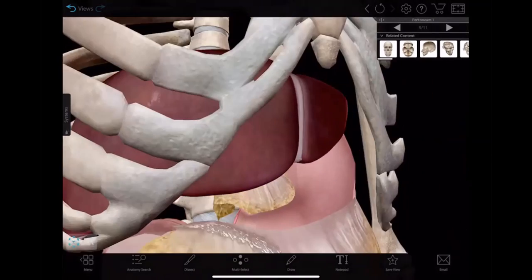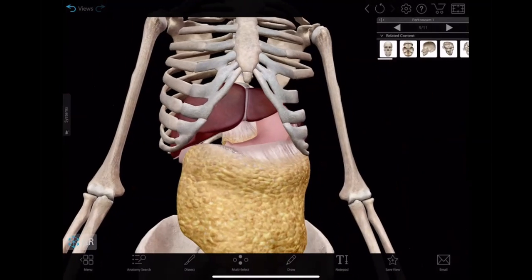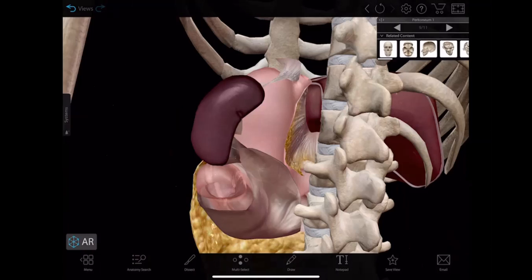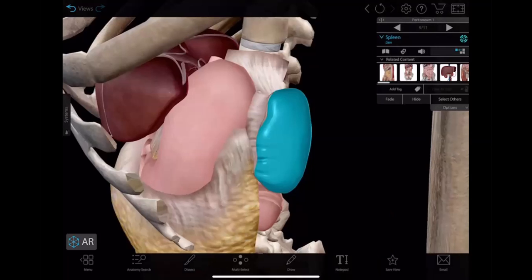Okay, this is the view. We came to the left side posteriorly, right? And this is the spleen. So the thing which connects spleen to the stomach: this one is stomach, right? So this one is spleen. So this one is gastrosplenic ligament, right? And this one is gastrophrenic ligament, that attaches to the diaphragm.